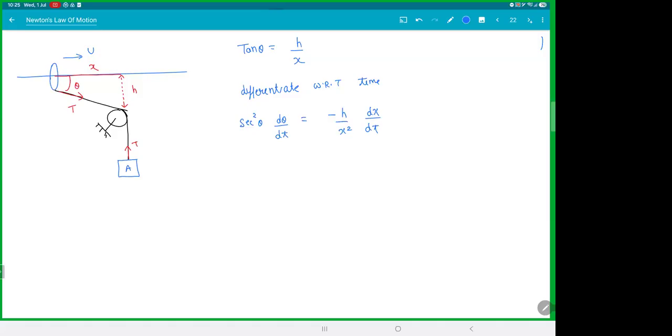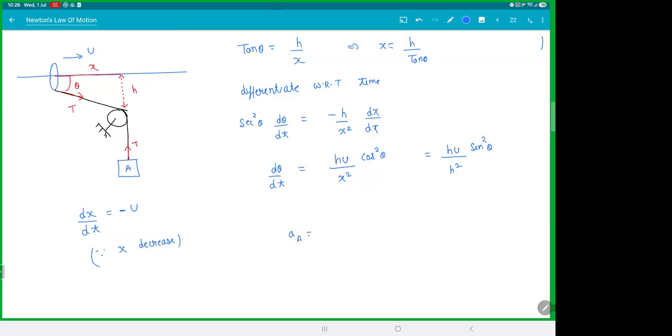And be careful here, x is going towards there. So dx by dt is minus u because x is decreasing. The rate of change of that x distance is u, and that is minus u. So we get from here d theta by dt is equal to h u by x square times sec square theta, which becomes cos square theta. But what is x? x is h by tan theta. Substitute here, that will be h u by h square. Tan will go up, so that will be sine square theta.